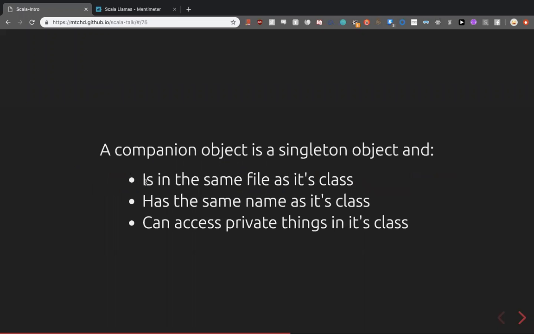Now, a companion object is a singleton object, and it has the same name as its class, and it's in the same file as its class. So those are kind of the only two differences in how you implement it. And then it'll do some things under the hood in terms of privacy. It'll allow that companion object to access things in its class as well.